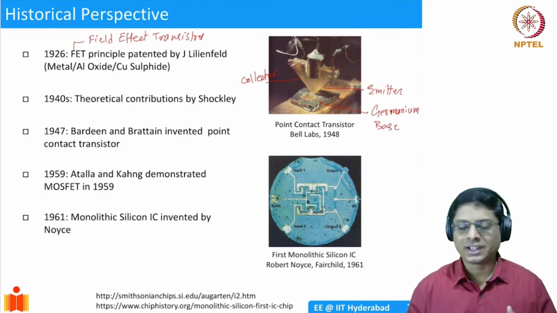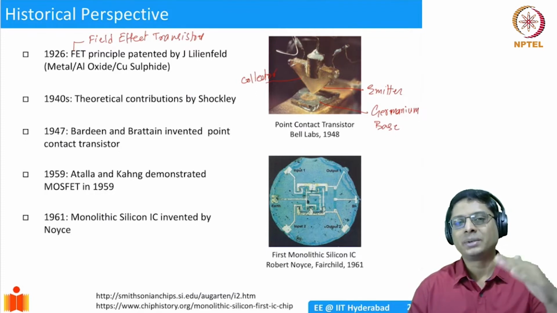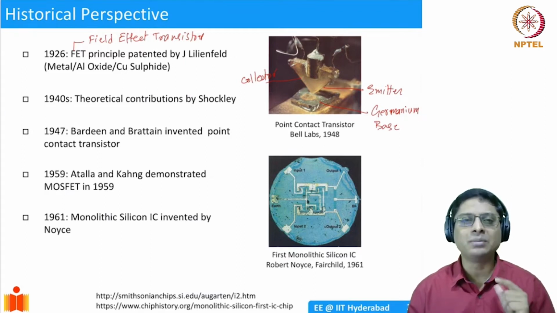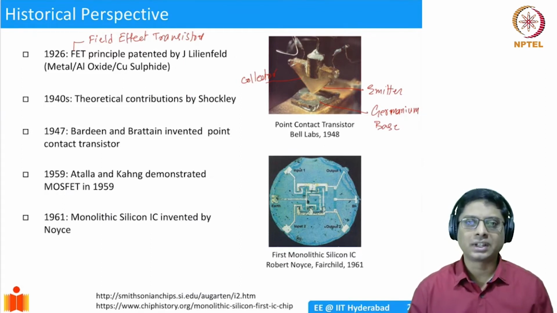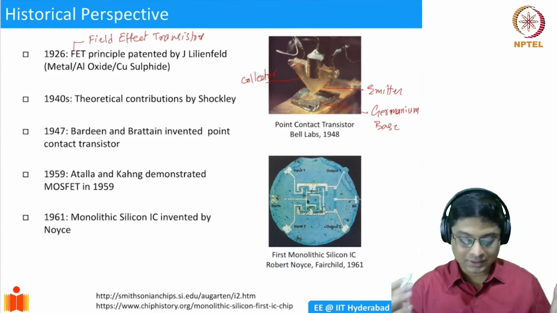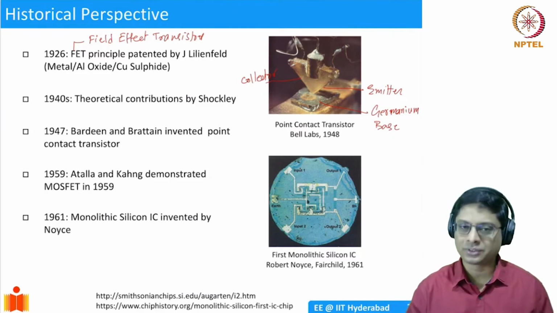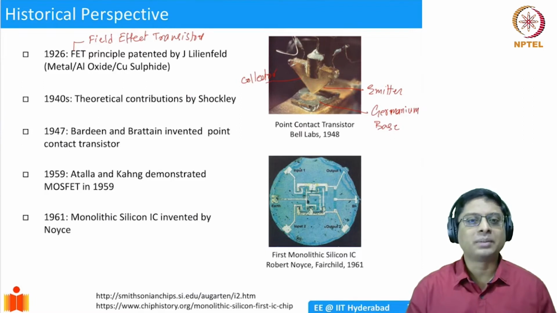And the challenge, as I said, was the interface between silicon and silicon dioxide. Whenever you have an interface between a semiconductor and an insulator, that interface has to be extremely good. Back in Lilienfeld's concept, the interface between cadmium sulfide and aluminum oxide was not good at all. It had a lot of defects and it did not work. And whatever Bardeen and Brattain tried also did not work.